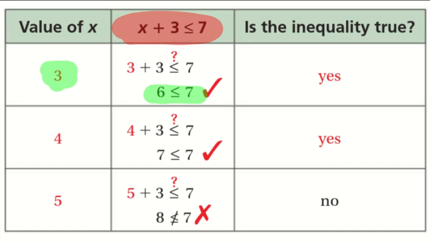When they substitute 4, they got 7. 7 is less than or equal to 7, right? So that one works. Last one here, they substitute 5. When they do the 5 plus 3, they got 8. 8 is not less than or equal to 7. That means 5 does not work as a solution. All right? Pretty easy, right? You substitute it in, see if the alligator is eating the correct number.